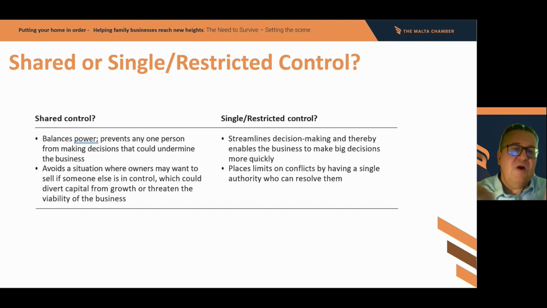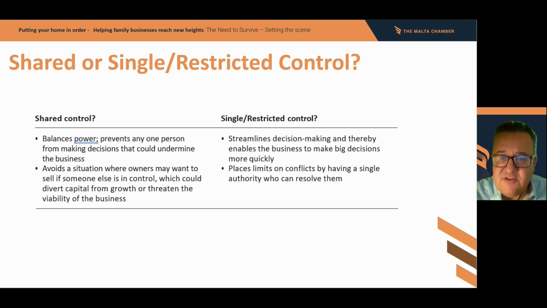So one of the decisions to be taken when speaking about family business ownership is, do we want shared control? Do we want balance of power in order to prevent any one person or a subset of persons from taking all the decisions himself or herself, which is very much in line with what the Family Business Act wants to prevent, as Dr. Joe Gerarda has just said.